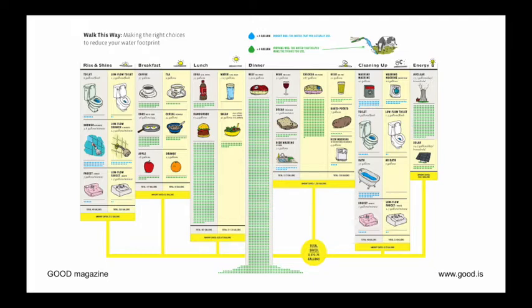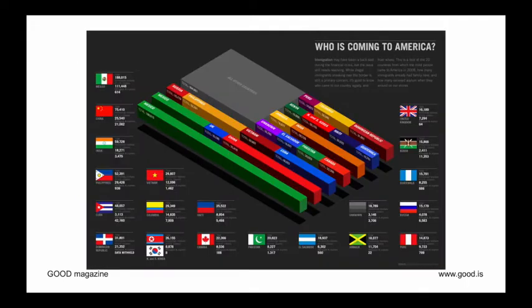So a graph like this can be very powerful because, for me, it started to change my way of thinking and change the way I started to eat.